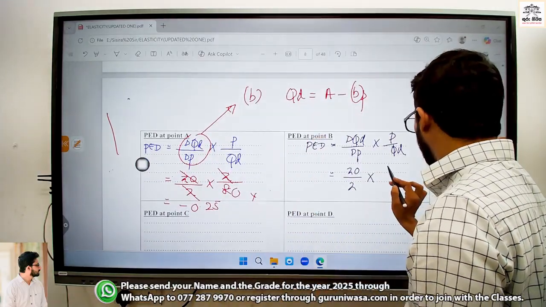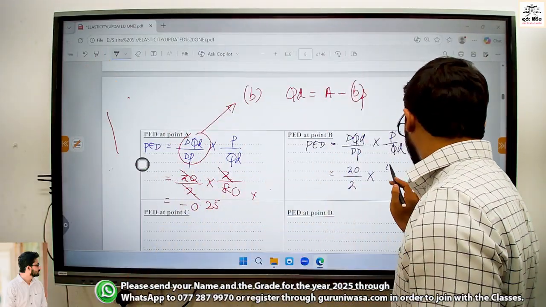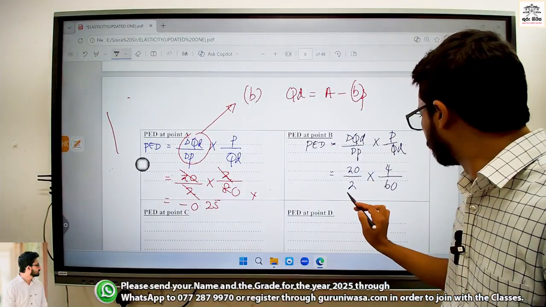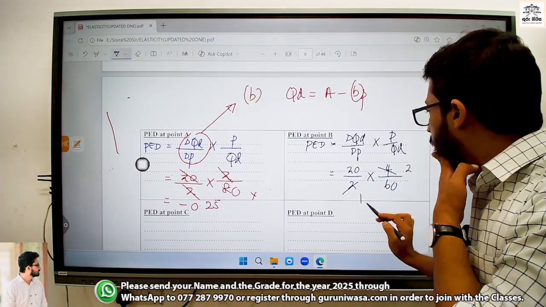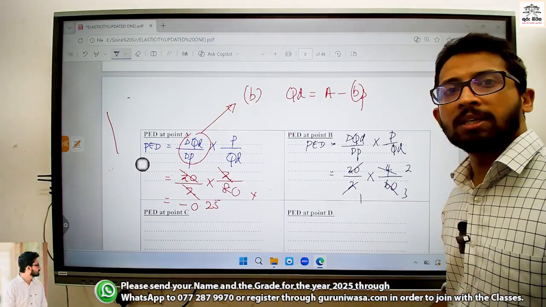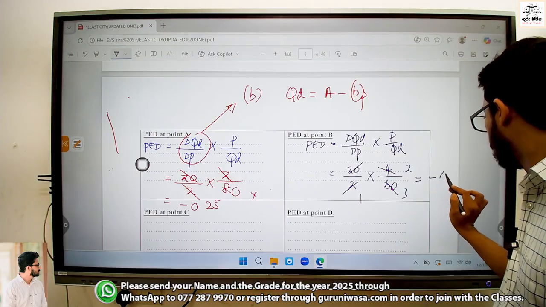price is 4, demand is 60. How much is the value? 1, 2, 1, 3. 0.66, minus 0.66.